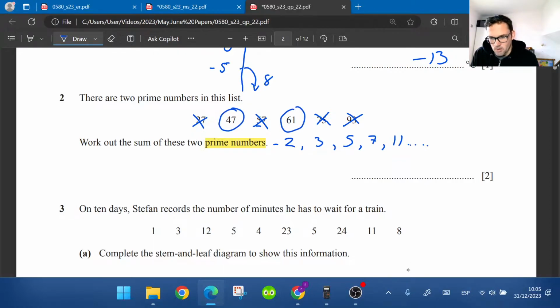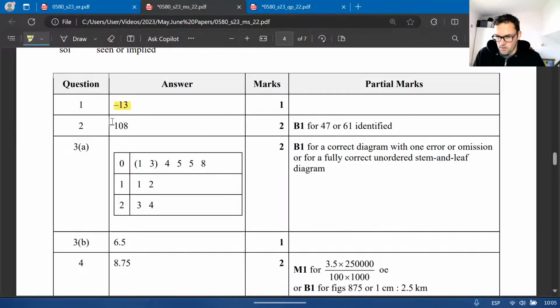Okay, I guess they want to check then if you know what sum means. Sum means adding up. So 47 plus 61, 108. Which is correct. 1 mark for identifying 47 and 61, in case you don't know what sum is.